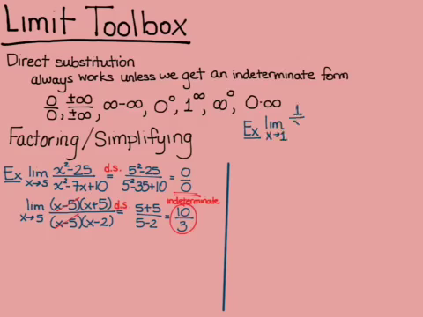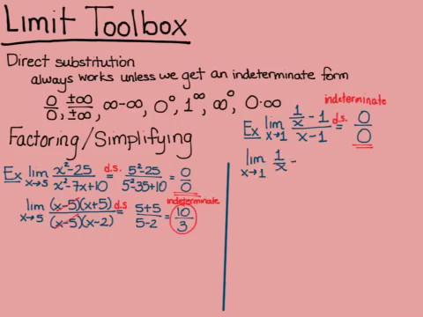Let's try another example. Let's look at the limit as x goes to 1 of 1 over x minus 1, all divided by x minus 1. Once again, we start with direct substitution, which in this case gives me 0 over 0, which we know now is an indeterminate form.